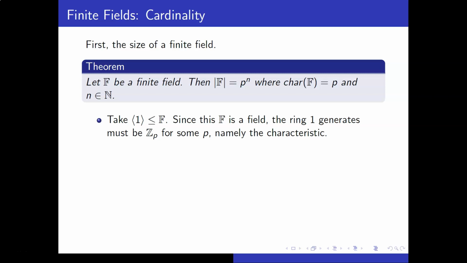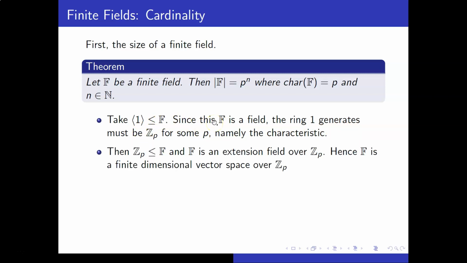If I take the subfield generated by 1 in a characteristic p field, this is just simply Z mod p. All right, but that means Z mod p is a subfield of F. So F is an extension field for Z mod p. When I have an extension field, it's a vector space over the smaller field. Everything here is finite, hence this thing has to be even stronger, a finite dimensional vector space over Z mod p.